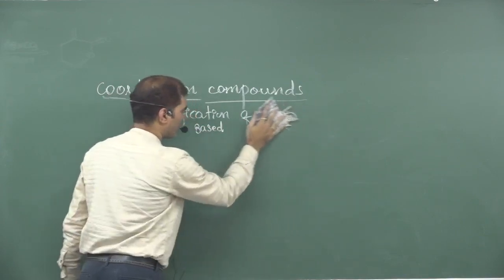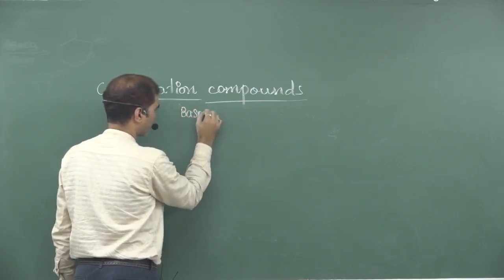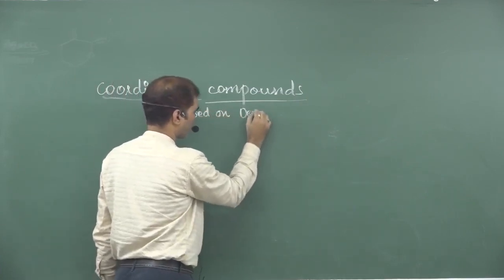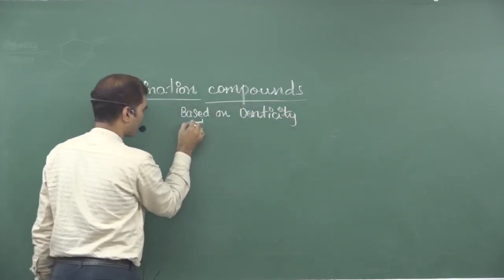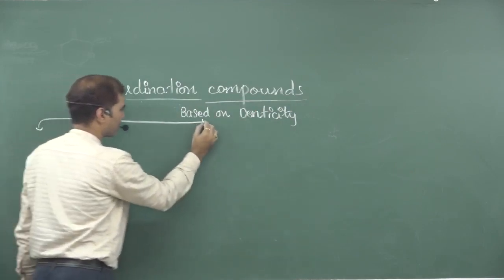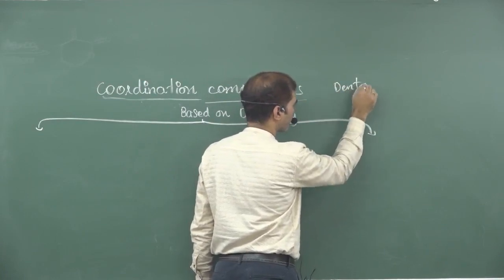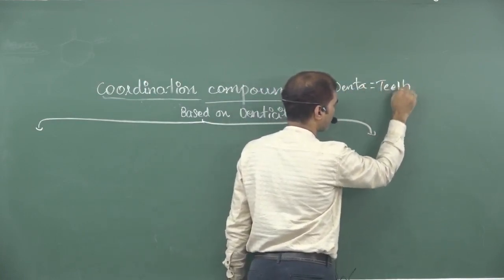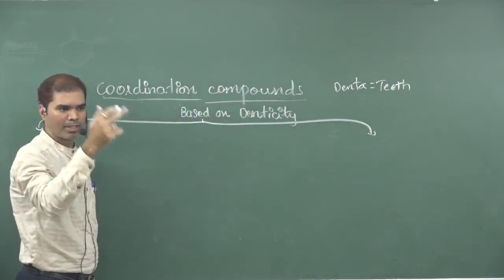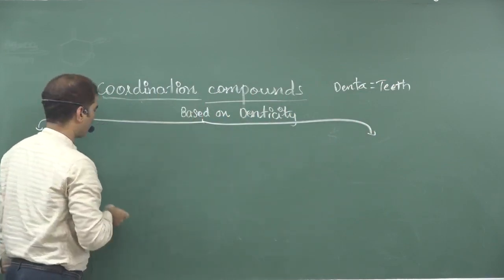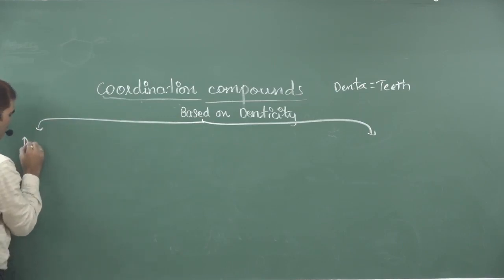Last one you write based on denticity. Denta means teeth, teeth or tooth. So how many donor atoms are coming and binding, means how many teeth are present around the metal. That is the meaning of denta. What is the denticity? Is it one tooth or many teeth? That is how you define.